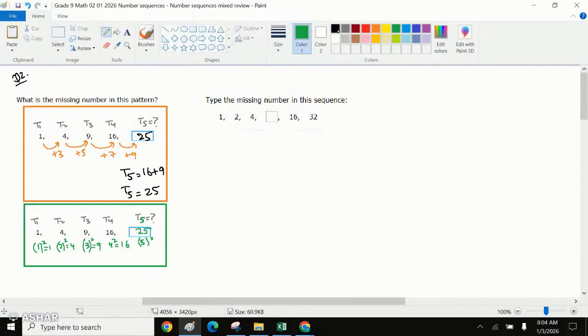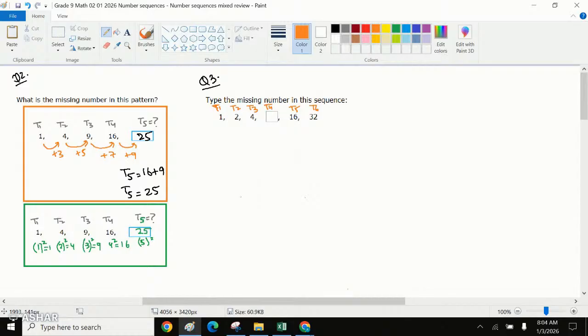Okay. So question number 3 in the sequence says type the missing number in the sequence, right? We know that term 1, the first number, is given to us, term number 2 is given, term number 3. We need to find term number 4, term number 5 is there, and term number 6. So what we can see over here is not an addition because there is a jump over here. 1 plus 1 would be 2, but 2 plus 2 would be 4, right?